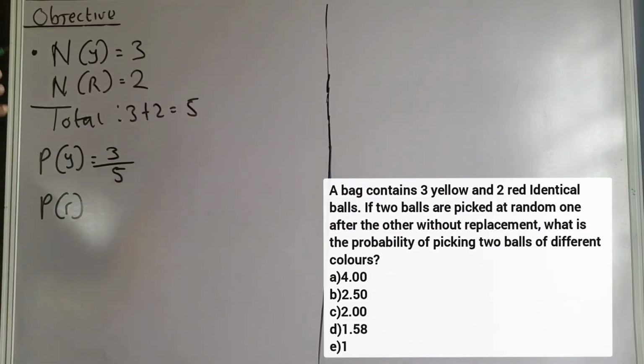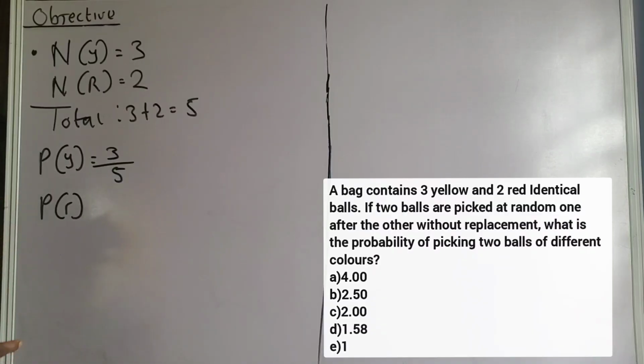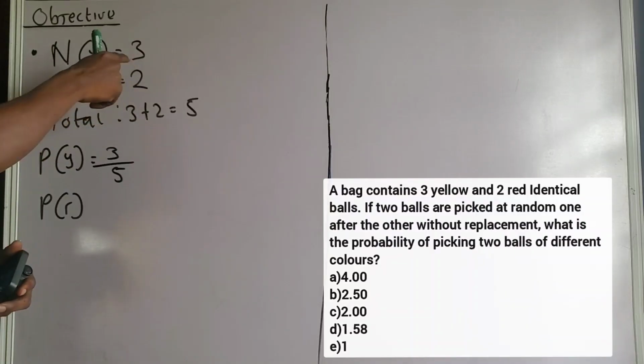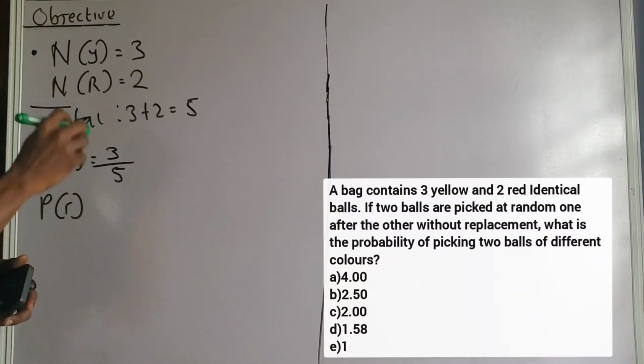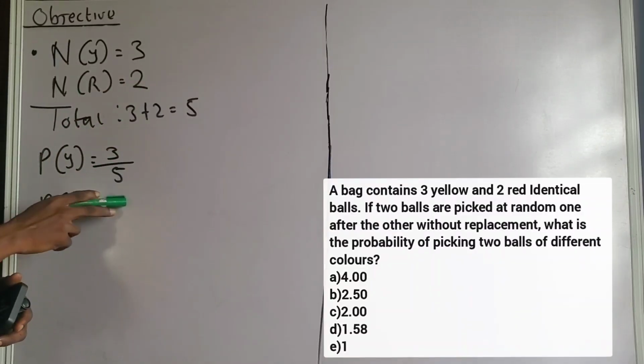Now, when a ball is picked, it is without replacement. Are you getting it? In the question, we are told that 2 balls are picked without replacement, one after the other. So we want to first get the probability of picking a yellow ball, then a red ball. The probability of picking a yellow ball will be the total number of yellow balls inside the bag, which is 3, all over the total number of balls, which is 5.